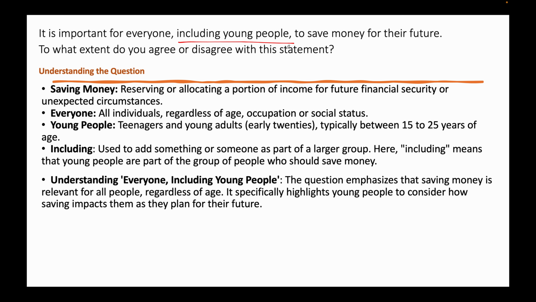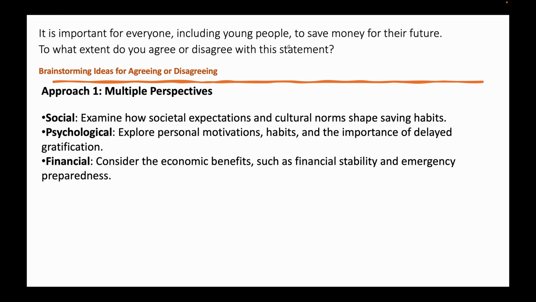Next, let's brainstorm ideas to agree or disagree with the statement. I'll share a variety of ideas to give you options and help you see how to generate your own ideas. But remember, for an essay, you usually need about 3 or 4 key points. One way to brainstorm ideas is by thinking from different perspectives like social, psychological, or financial. I did this with a previous essay.